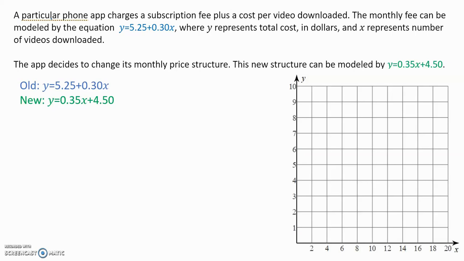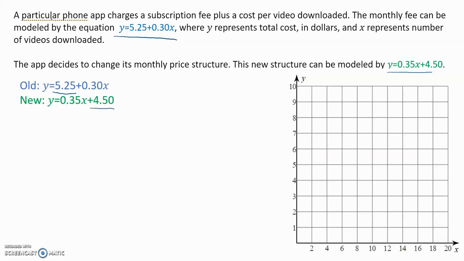Okay, so this isn't really a question, but it's a scenario that gives you two different pricing models. And you could get a series of questions about this in order to compare them. So let's have a look at what they actually tell us. The old plan has a $5.25 fixed cost per month, whereas the new plan is $4.50 per month.